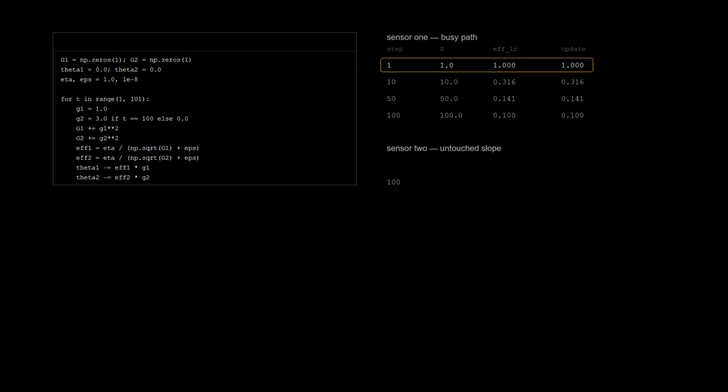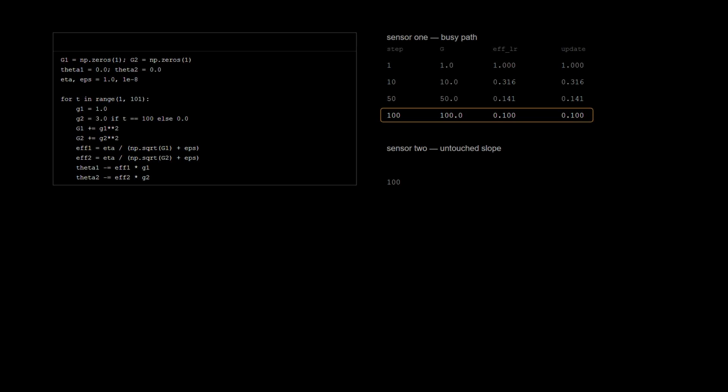Look at the printed table and the pattern is obvious before you even get to the numbers. Sensor 1's row changes on every single line. Step 1. G is 1. Effective rate near the full learning rate. Step 10. G is 10. Effective rate already down to about a third.